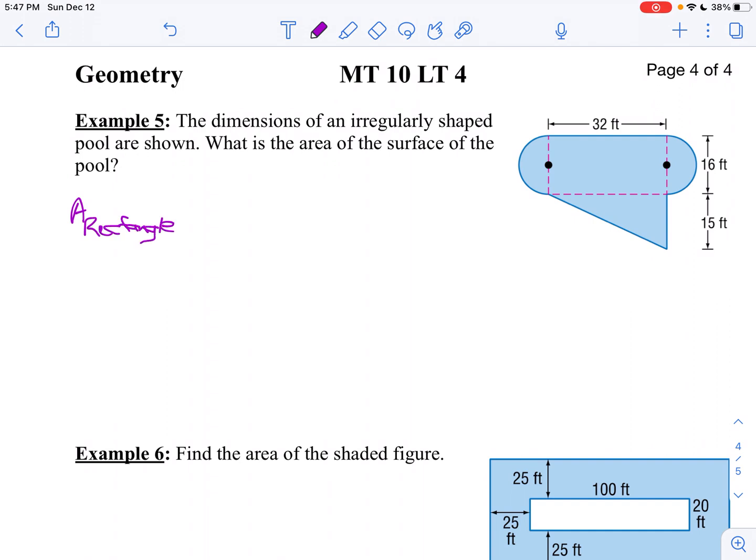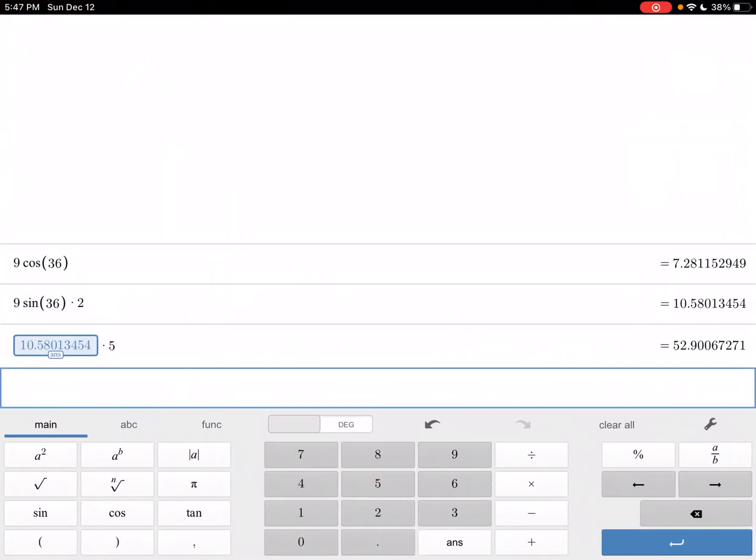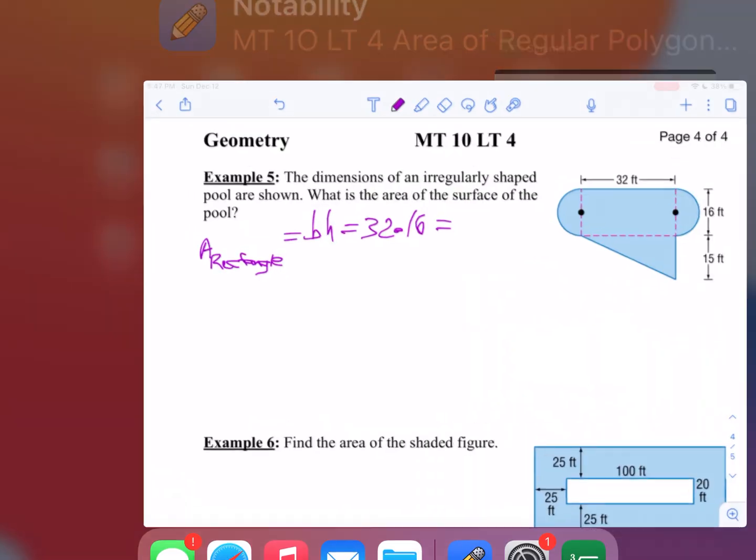So my rectangle is base times height. If I look at my rectangle, my base is 32. My height is the diameter of my circle, which is 16. So I'm going to say 32 times 16. 32 times 16. That's 512.